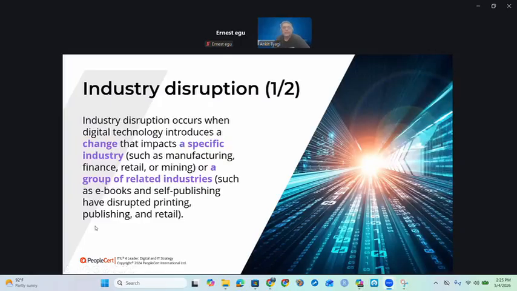Similarly, there is industry disruption. This industry disruption occurs when a digital technology introduces a change that impacts a specific industry, such as manufacturing, finance, retail, or mining, or a group of related industries, such as ebooks and self-publishing has disrupted printing, publishing, and retail. Right. So, of course, when one particular industry or any related industries get affected, it is considered an industry level disruption.